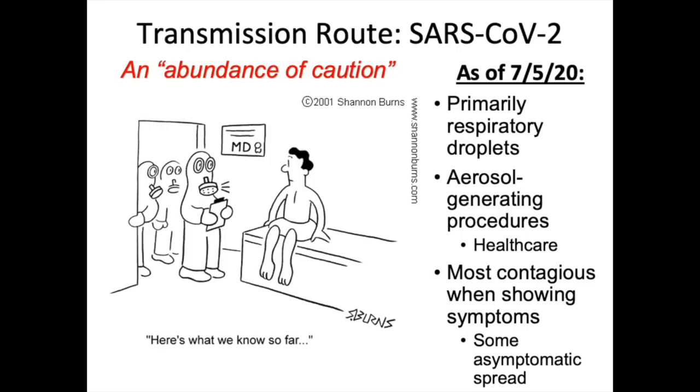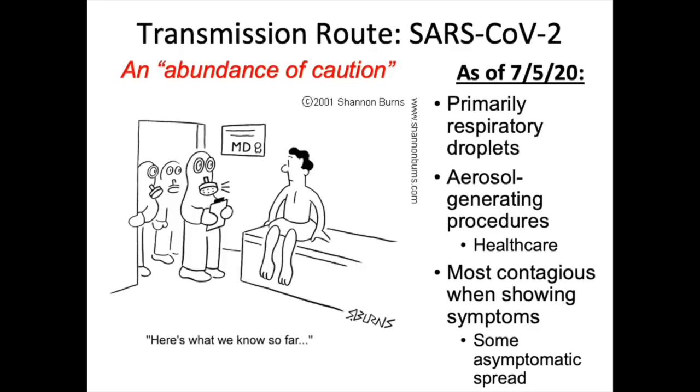But based on what we know so far, the virus is believed to spread to close contacts primarily through respiratory droplets when an infected person coughs or sneezes. And individuals are believed to be the most contagious when they have symptoms and when their symptoms are the most severe, when they have a fever and when they're coughing.